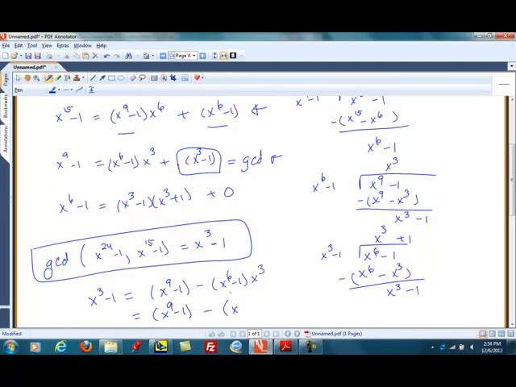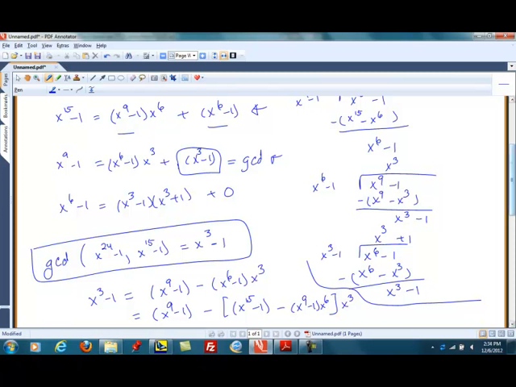I'm going to use big parentheses. Okay, so there's our first back substitution. But am I missing an x cubed? Yes, I am. Times the x cubed. Yeah. Good catch. Now, all I'm going to do is go back one more equation.